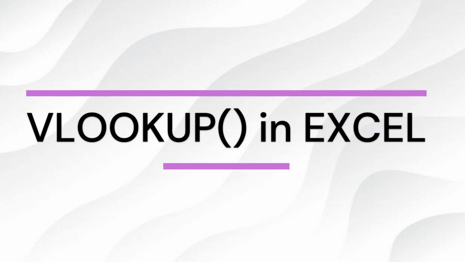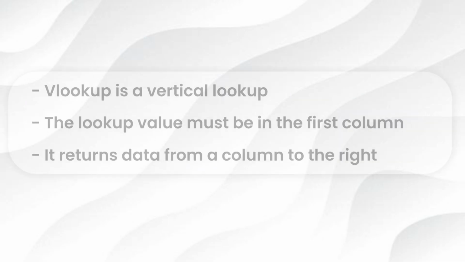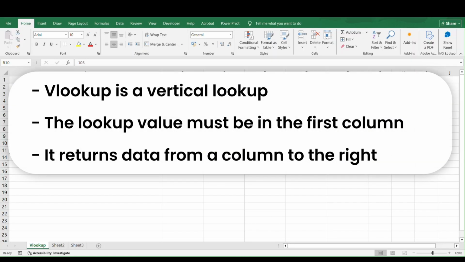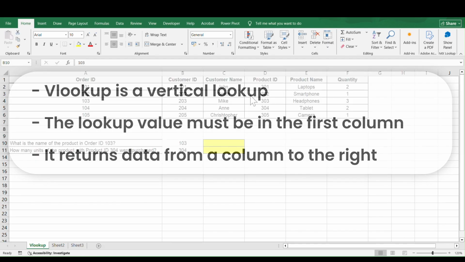In this Excel data analytics series, we are going to learn about VLOOKUP. VLOOKUP is an Excel function which is used to search for a value in the first column of a table and return a related value from another column in the same row. As the name suggests, VLOOKUP is a vertical lookup, so it searches for a value vertically from top to bottom.